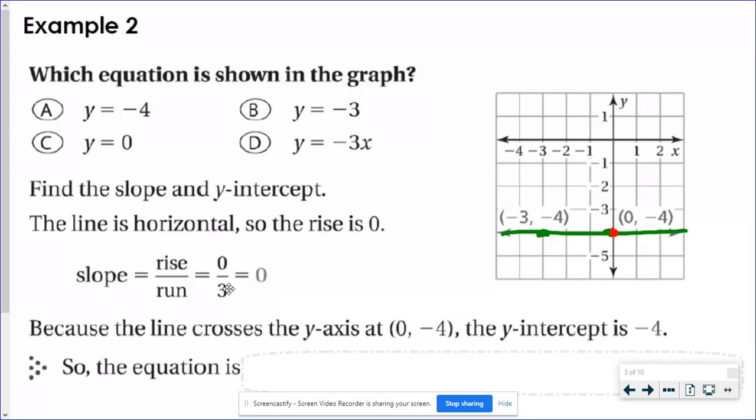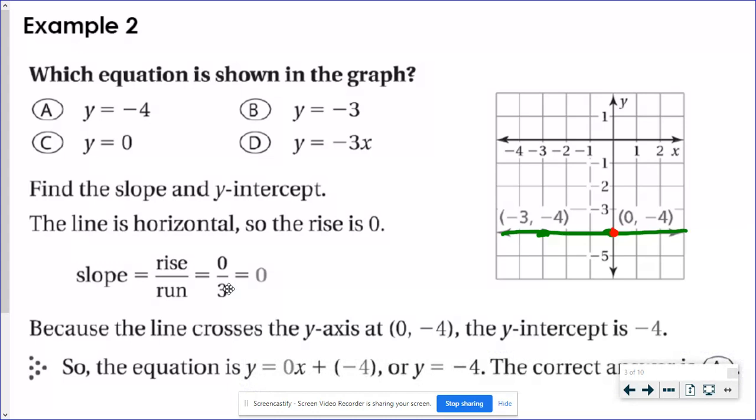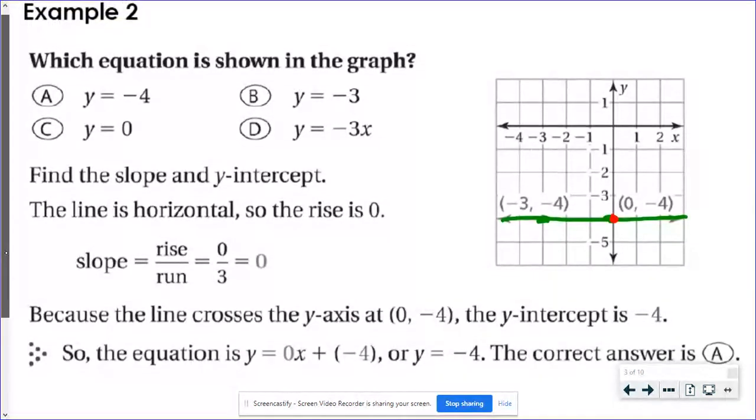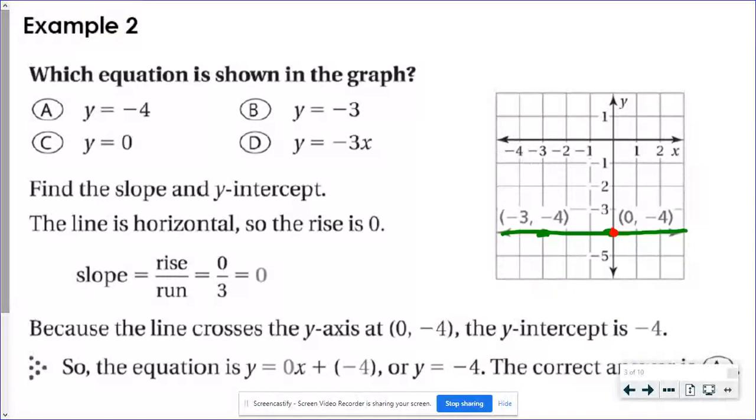So if I know my slope is 0 and my y-intercept is -4, the equation would be y equals 0x plus a -4, or just y equals -4 when I clean that all up. So that means that the correct answer, looking at these, is going to be A, y equals -4. For those of you who were in class when we talked about this, I mentioned that a horizontal line is not going to touch the x-axis. That's why there isn't an x in this equation. It's just y equals -4. So everywhere on that horizontal line, the y is -4. It doesn't matter what the x is.